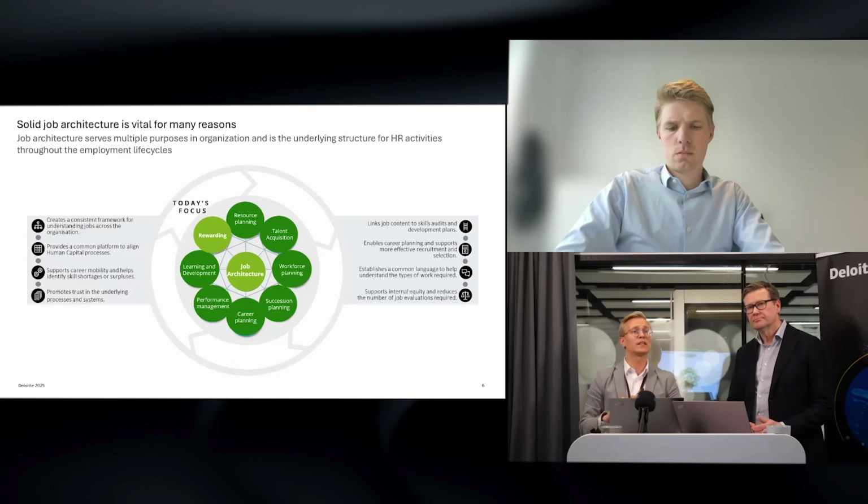Supporting career mobility, one element there is to promote trust in the underlying process and systems. So of course, when we talk about pay transparency, trust plays a key role. Job architecture also plays a key role here, being at least somewhat transparent to the employees and to the full organization, depending on how the organization has set it up currently. But yeah, those are some of the elements.